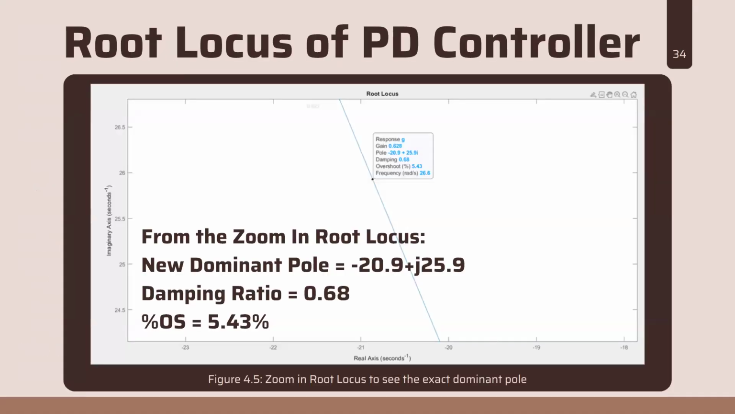So this is the zoomed in root locus, where the new dominant pole and damping ratio are negative 20.9 plus j 25.9, and the damping ratio is 0.68. So the overshoot percentage is around 5.43%. So next.